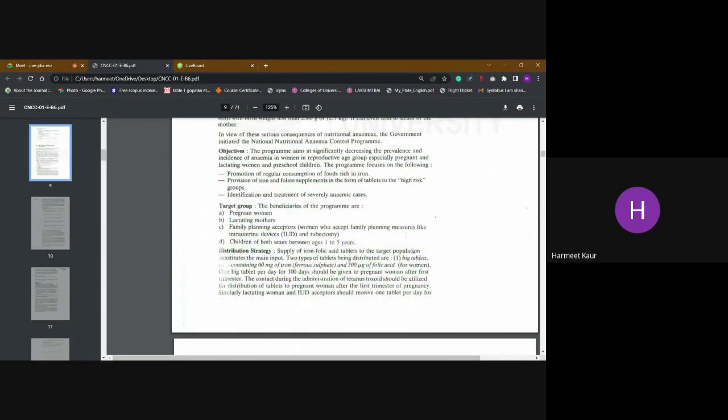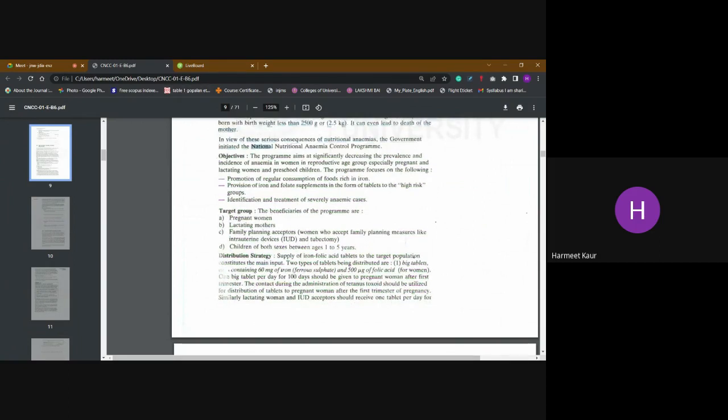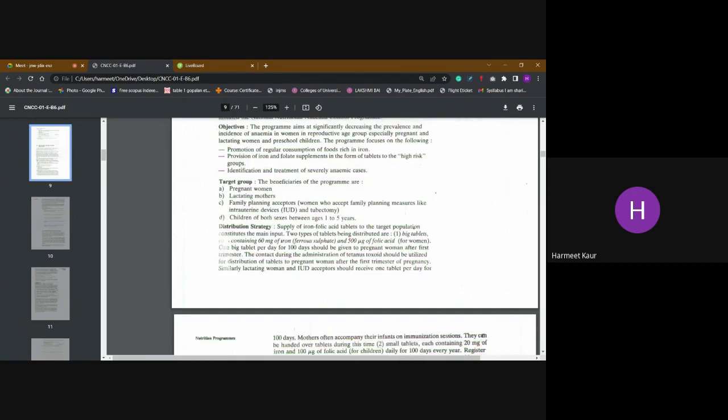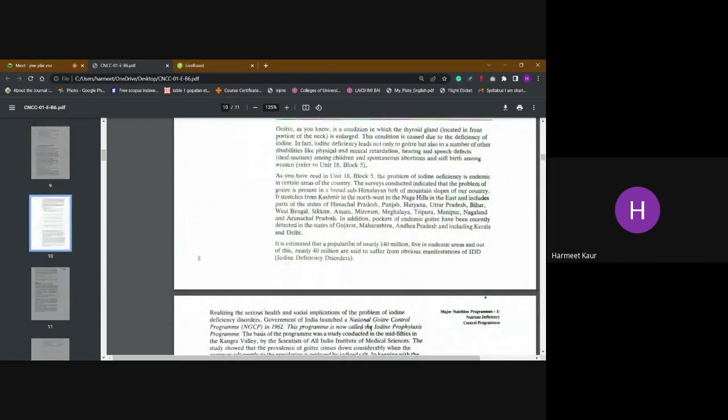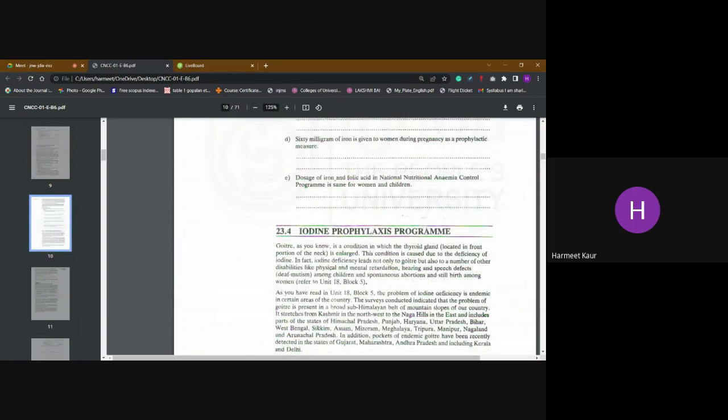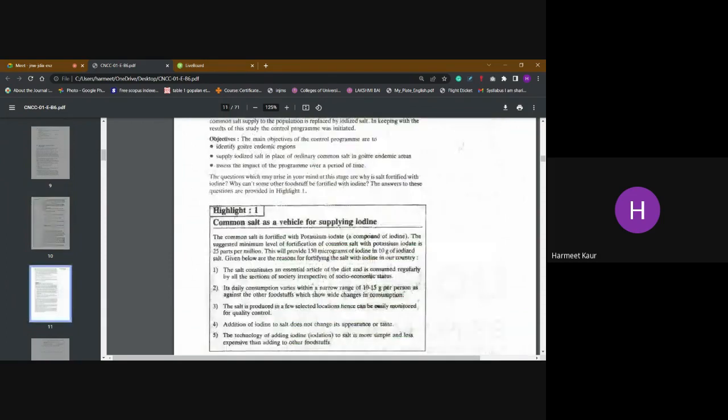As a part of the National Nutritional Anemia Control Program, you are providing iron and folic acid tablets to the target audience, which includes pregnant and lactating women, and also children, that includes both boys and girls. And finally, we have the iodine deficiency or goiter control program, which was related to the fortification of salt with iodine. Okay, so these three are deficiency control programs.